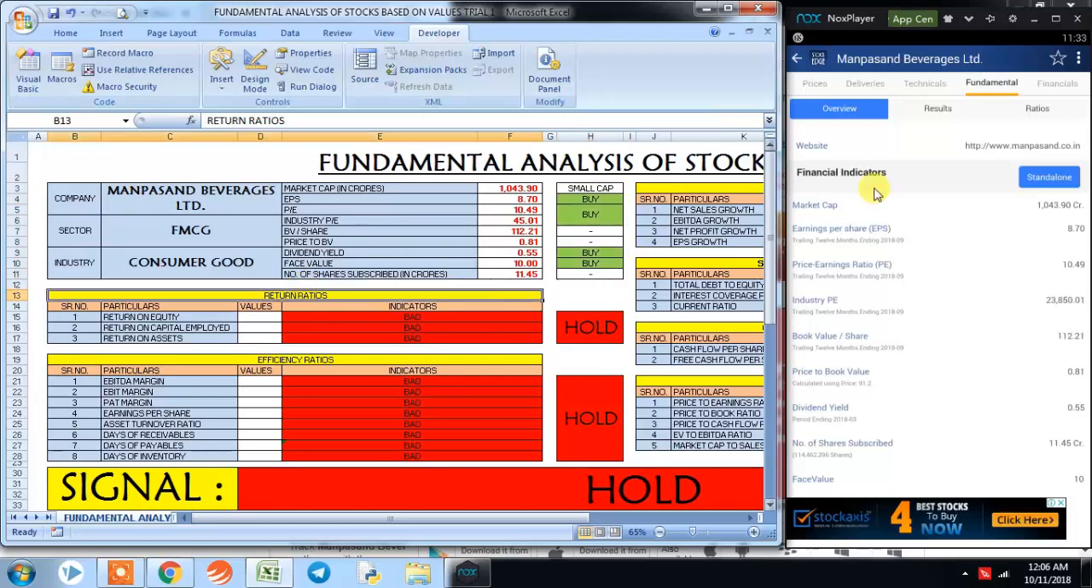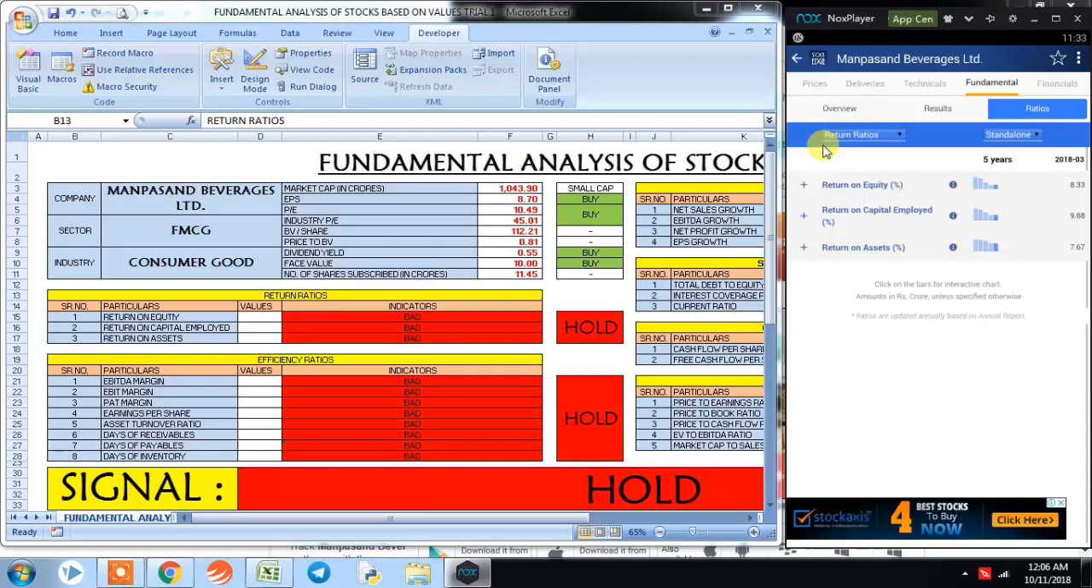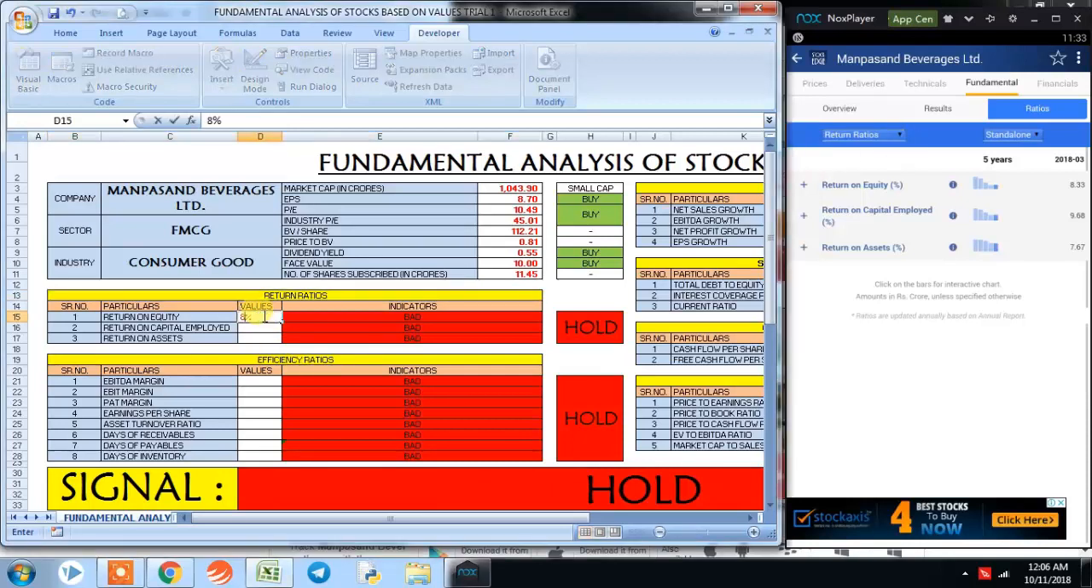Now coming on to return ratio. For that, click on the ratios tab. And we could see the return ratio. The first is return on equity, which is 8.33. Return on capital employed is 9.68. Return on asset is 7.67. So overall return ratio has not given us a signal to buy this stock at this point of time.